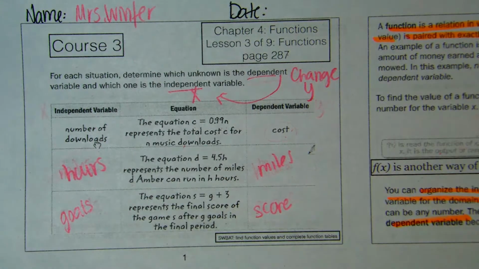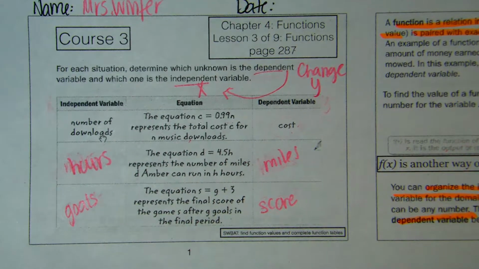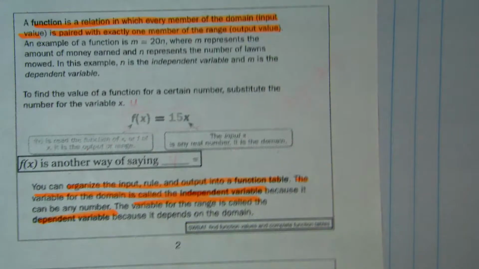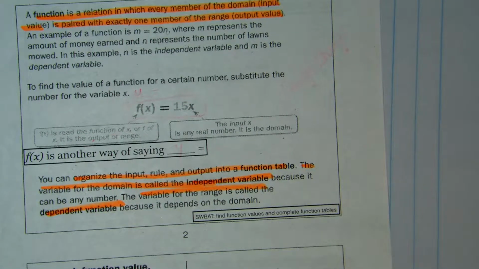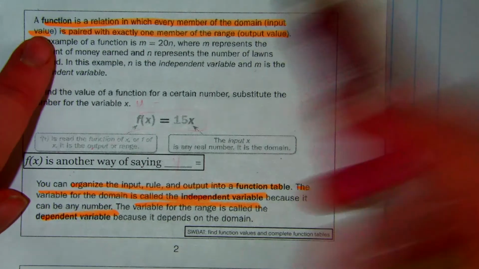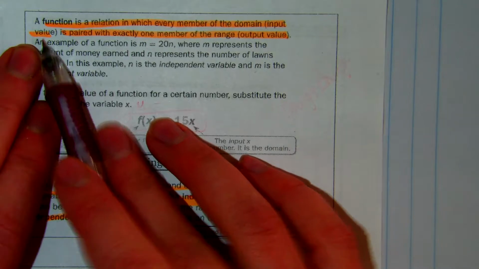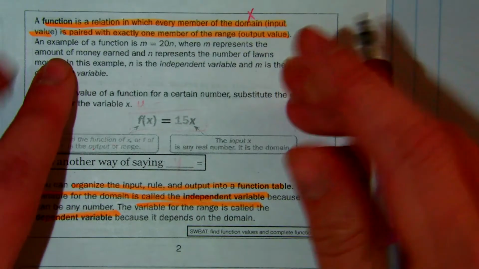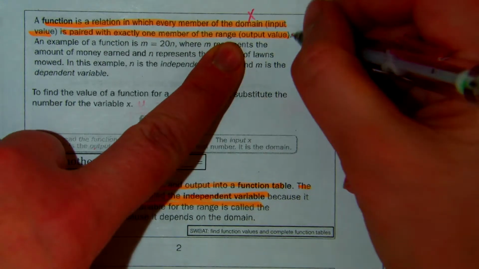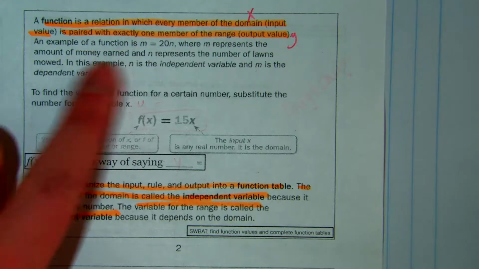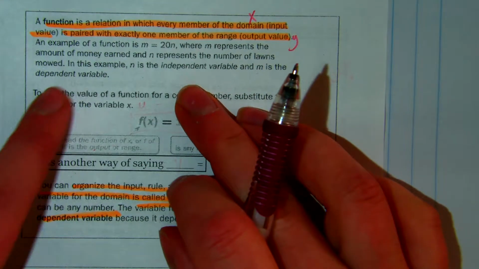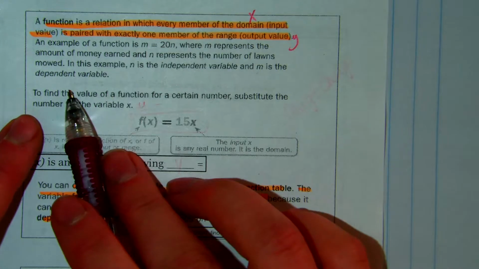Okay, so we're going to talk about independent and dependent variables here. So if you go into the next slide, you're going to see quite a few vocab words highlighted there. So a function is a relation, which is a set of ordered pairs, in which every member of the domain, or input, x, is paired exactly with one member of the range, or y. An example, we just kind of talked about some examples. And then we're going to talk about independent and dependent variables.